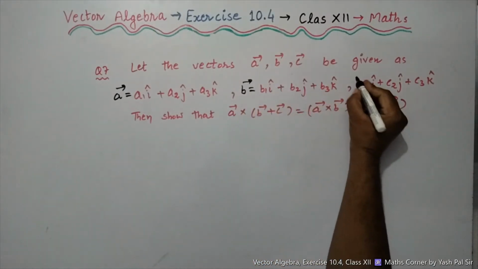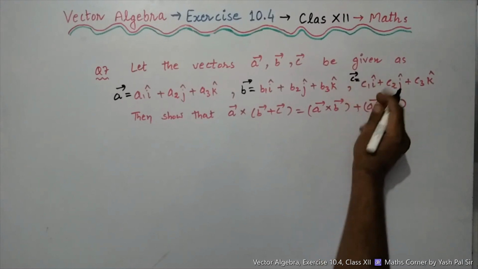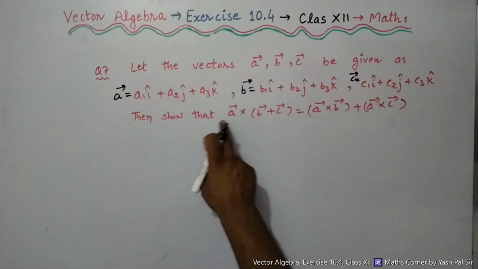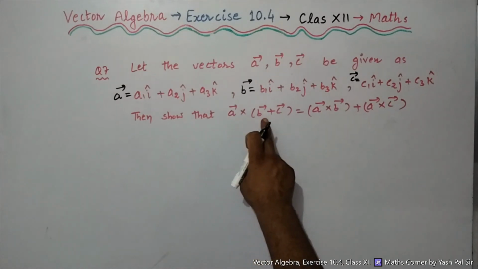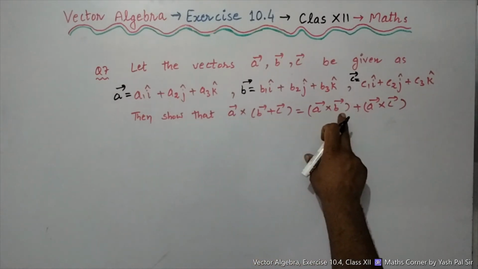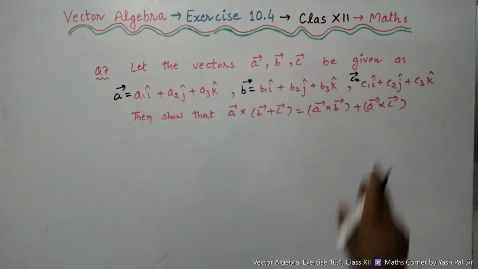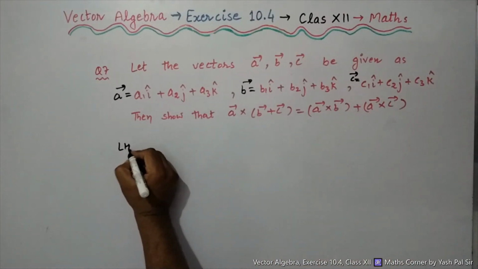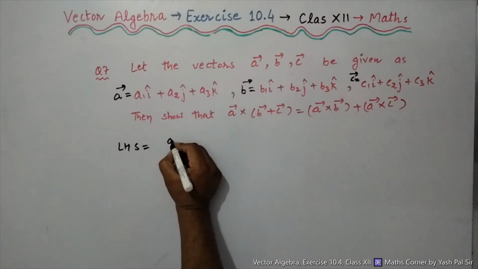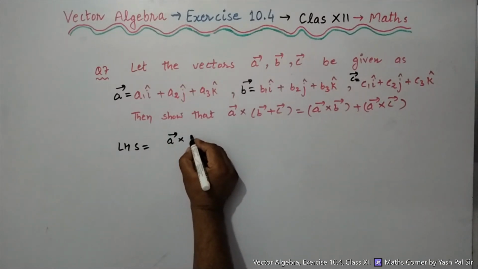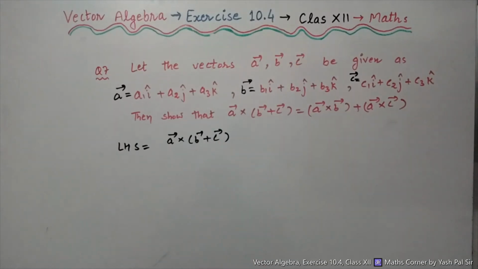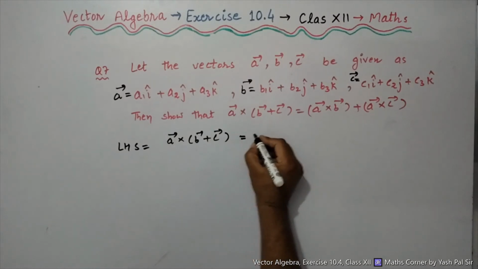Vector B is equal to b1i plus b2j plus b3k. Vector C is equal to c1i plus c2j plus c3k. Then show that vector A cross (B plus C) is equal to A cross B plus A cross C. So here, left hand side is equal to A cross (B plus C).